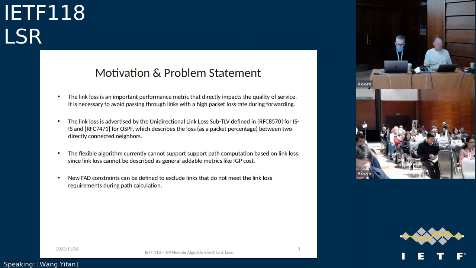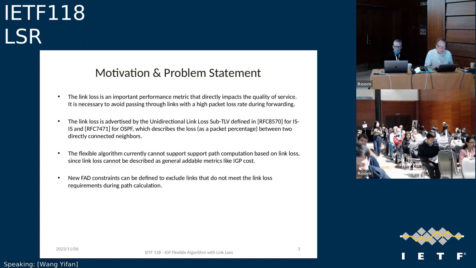So first is the motivation and the problem statement. As we all know, link loss is one of the most important performance metrics that directly impacts the quality of service. It is necessary to avoid passing through links with a high packet loss rate during forwarding. To achieve this goal by using flexible algorithm, there are two problems. First is how we can identify the link with a high packet loss. And second is how to use the flexible algorithm to do the path computation. Fortunately, the first one is solved.